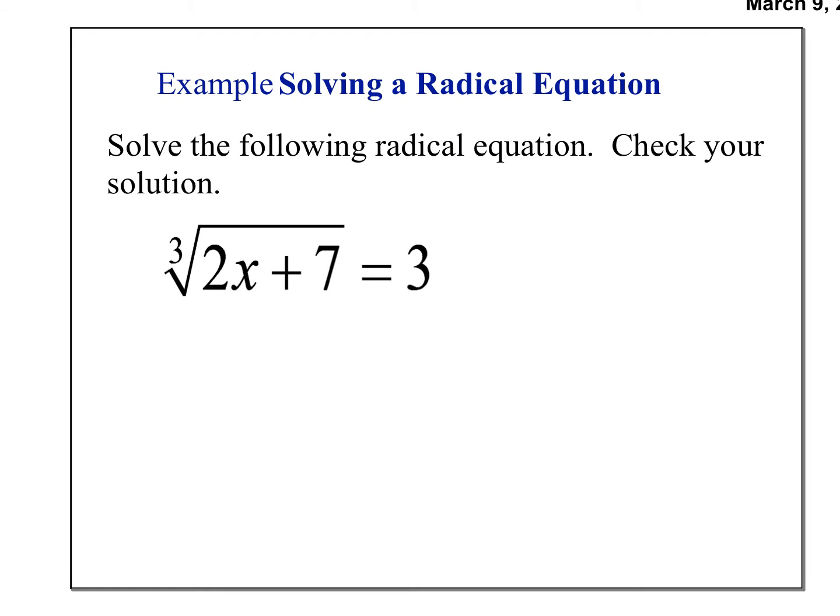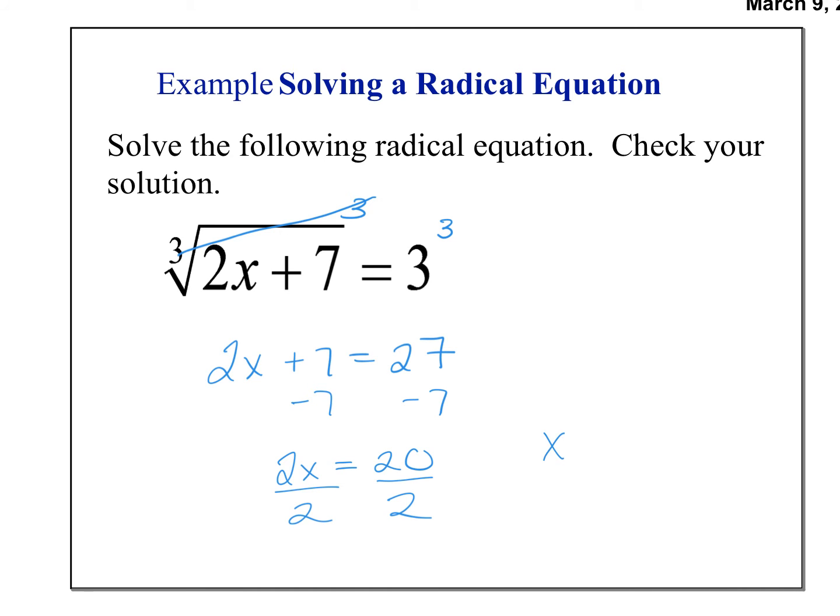So looking at the next example, I see I'm cube rooting. So again, I'm going to raise both sides to the power of 3. So that this cancels, this gets raised to the power of 3, and I'm left with 2x plus 7 is equal to 27. And make sure that you aren't going too fast and saying that 3 cubed is 9. It's 3 times 3 times 3. So then I'd subtract 7, and I get 2x is equal to 20. Finally, divide by 2, and x is 10.